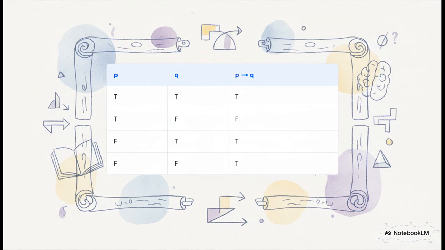The easiest way to think about it is like a promise. Let's say I promise you, if it rains, then I will bring an umbrella. The only way I break that promise is if it rains and I show up without my umbrella. If it doesn't rain, who cares if I have an umbrella or not? I didn't break my promise. A false start can't lead to a broken promise. That's why those last two rows are true.